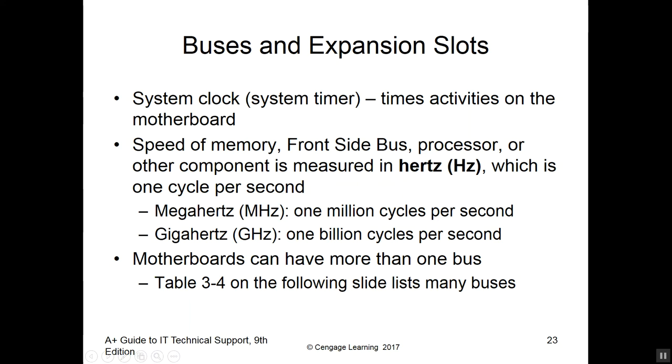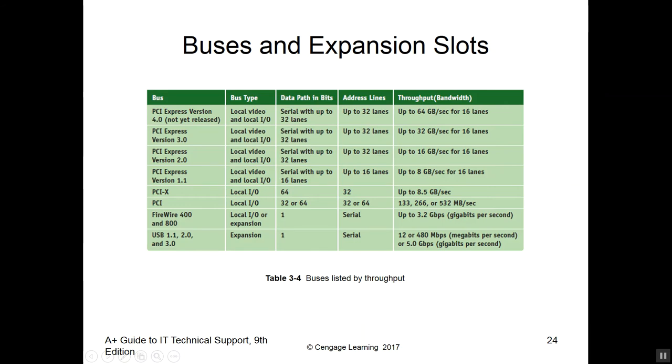Motherboards can have more than one bus, and we'll look here at a list of the different buses. Here are the different buses, the bus type, and the data path in bits. We've got a 64-bit PCI-X, a local I/O bus type. We've got 32 address lines, and it has a throughput bandwidth of up to 8.5 gigabits per second.